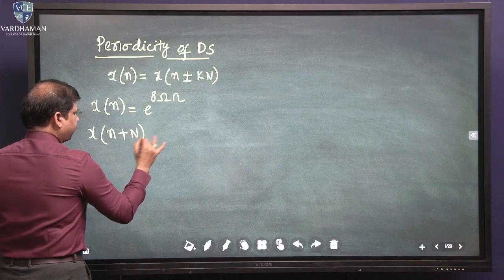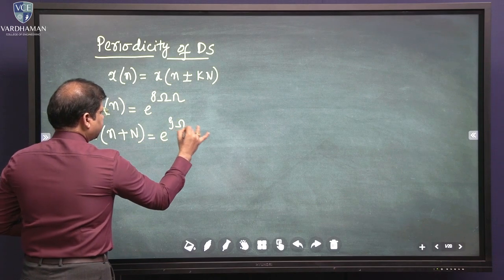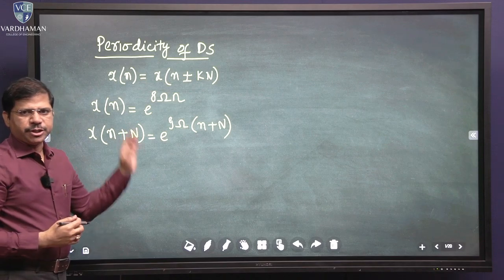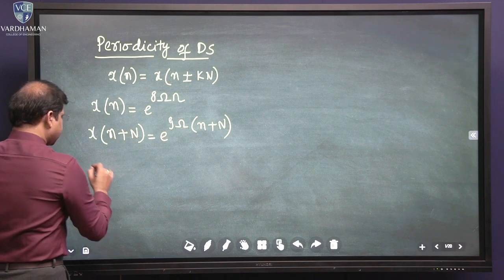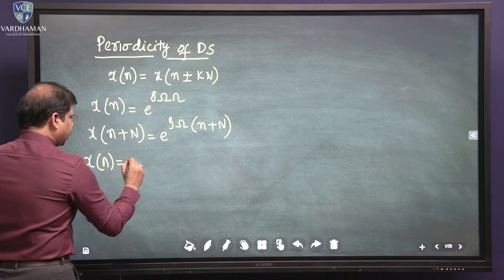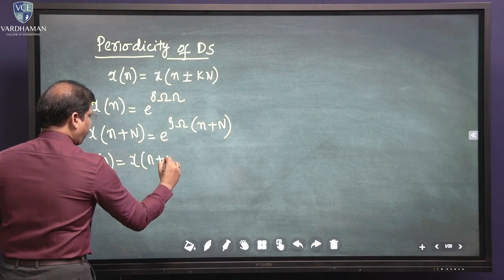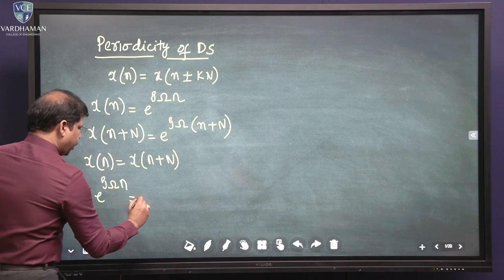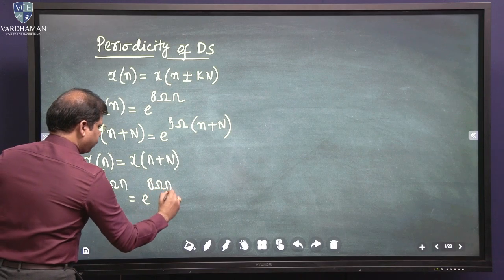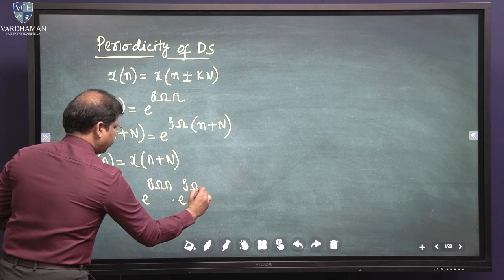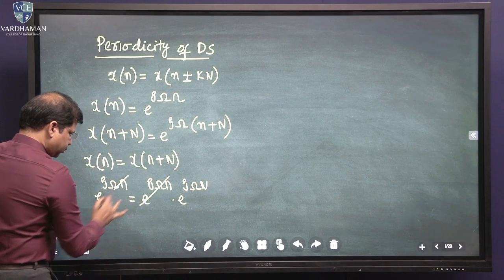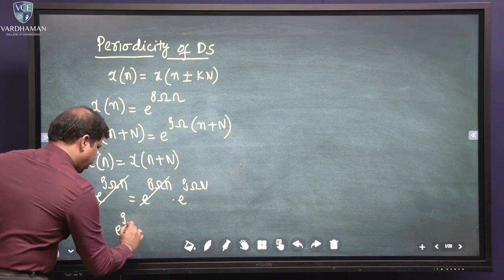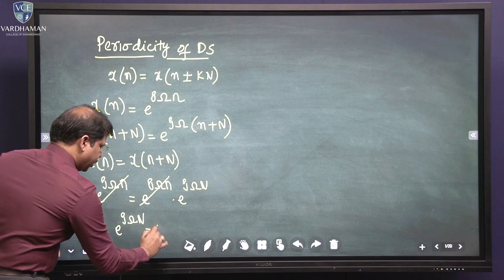So what is the time period? x of n plus capital N equals e power j omega (n plus capital N). If I assume that these two are periodic signals, then x of n plus capital N equals x of n. So e power j omega n equals e power j omega n into e power j omega capital N, and these two will be cancelled. All right. So therefore, what do we get? e power j omega N equals 1.